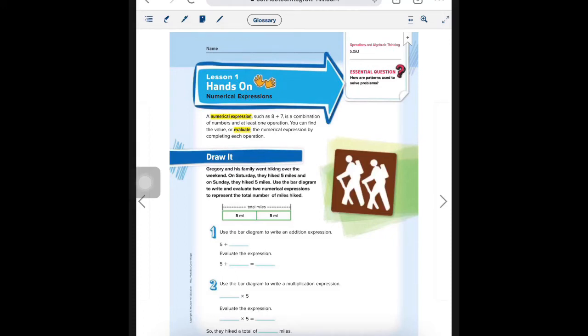Welcome to Math with Mrs. Cox. We are on Chapter 7, Lesson 1, page 481 in your new math book. We are talking about numerical expressions. Let's begin.